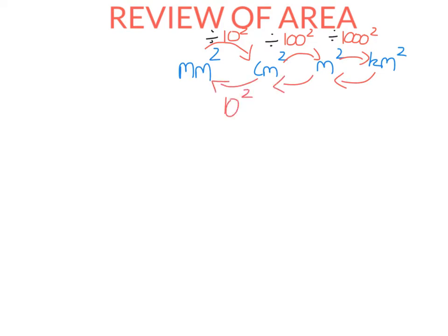If you're going the other way, the conversion factor is still the same. So it's still 10 squared, 100 squared, and 1,000 squared. But instead of dividing, you times. If you're going from a larger to a smaller unit, you times, because there are more of the smaller unit.